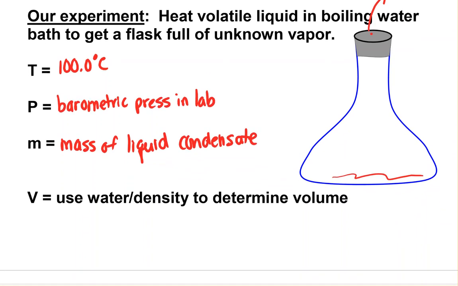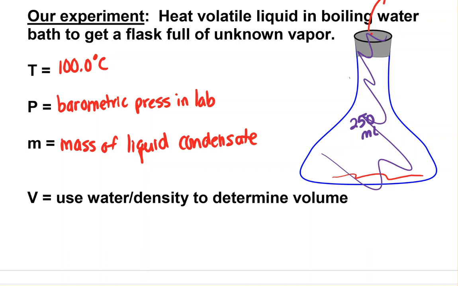Now the volume, we need to get the volume. The volume is a little bit tricky because even though our flask says 250 milliliters on it, that's not the true volume of the entire flask. Our unknown filled this entire flask, and we need to know the volume of the whole thing. It's not a volumetric flask or anything.